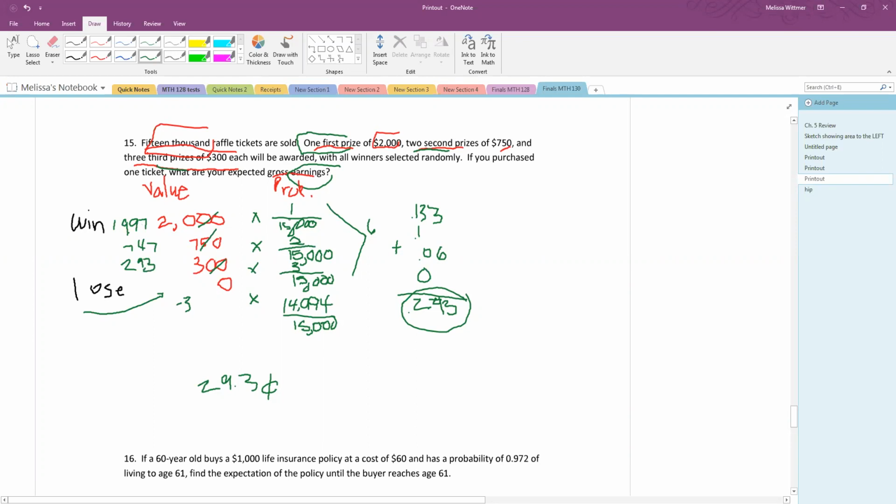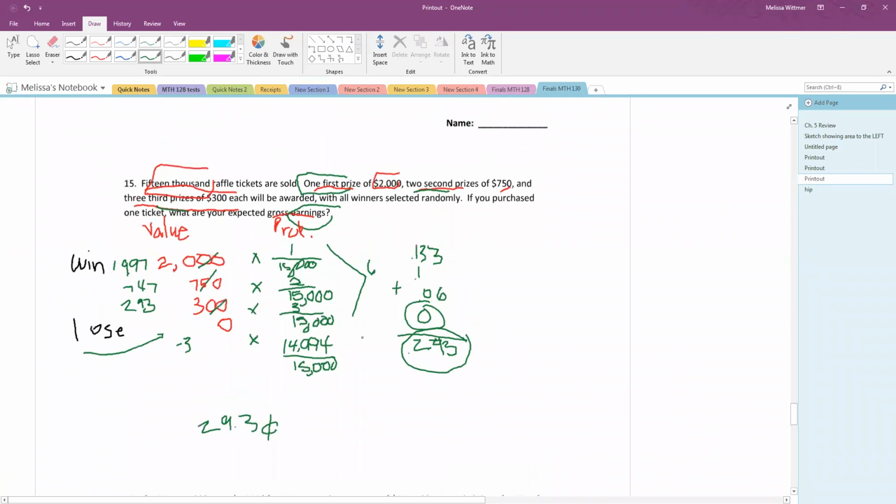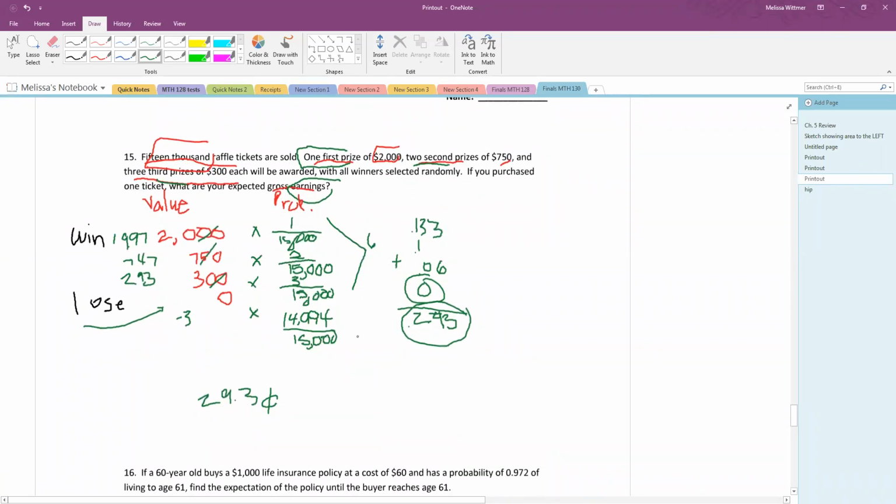But if I didn't change the chances, all these probabilities would still be set up with the same fractions. You would just be multiplying straight across, and you wouldn't have a zero. You would have -3 times 14,994 divided by 15,000. So it would alter, and it would probably end up being a loss for the person because you would get a negative result at the end. Okay. Any questions on setting up 15?